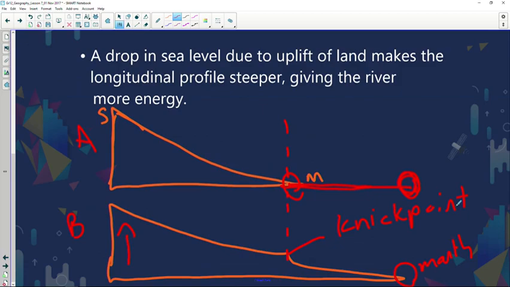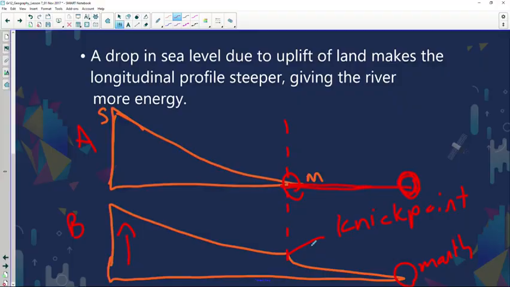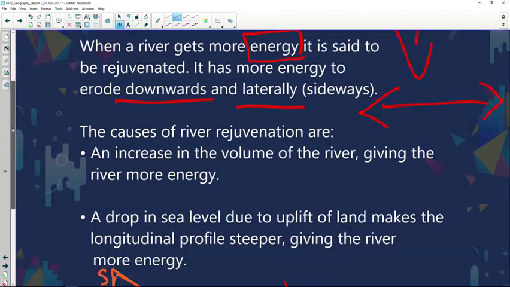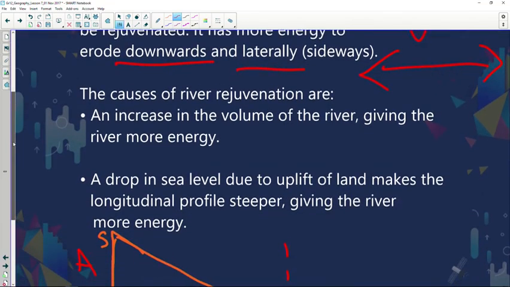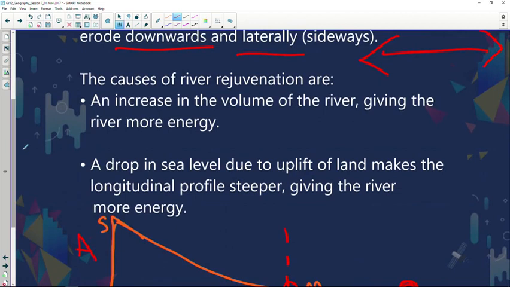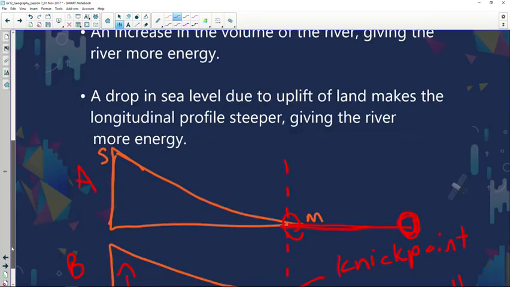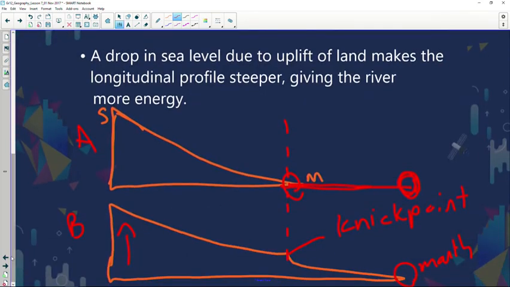Now, all of a sudden, this beautiful concave longitudinal profile of a river is not graded anymore, but is ungraded because of the upliftment of land. Or sometimes what happens, if you look at our first point, we experience an increased amount of water, so it's going to increase the amount of erosion, and erosional processes taking place laterally and vertically.